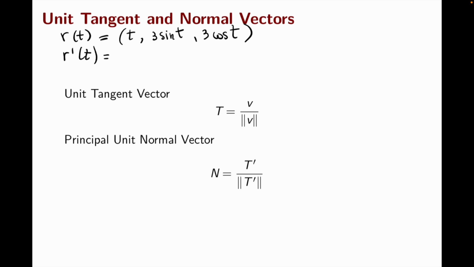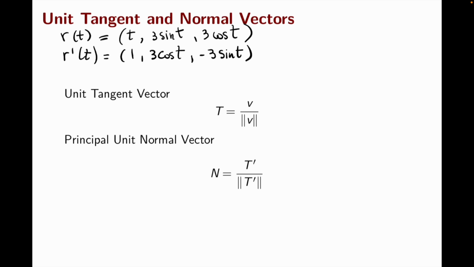So we need to calculate the derivative of this function. The derivative of this one will be equal to 1. The derivative of 3 sine is going to be 3 cosine, and the derivative of 3 cosine is going to be minus 3 sine of t. So we have the velocity.